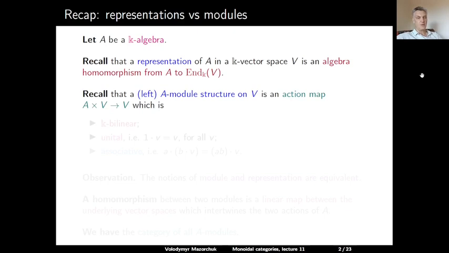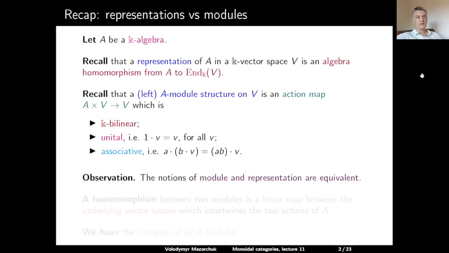Recall that a left A module structure on V is given by an action map from A times V to V, which has the following properties. First of all, this map is K bilinear. Then it is unital, which means that the element 1, the unit of A, acts as the identity linear transformation of V. And then this map is associative. It means that if we apply A to B times V, it should be equal to the application of AB to V.